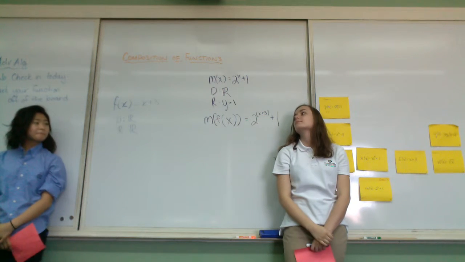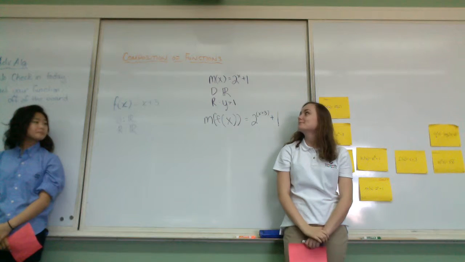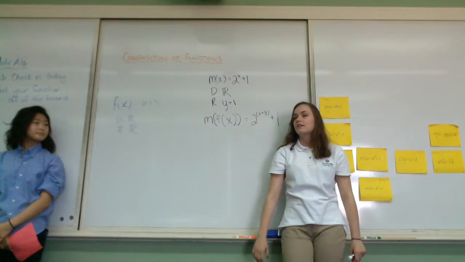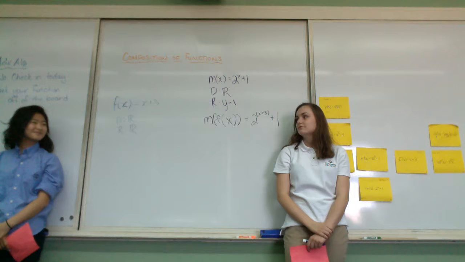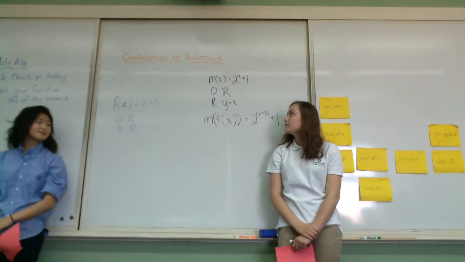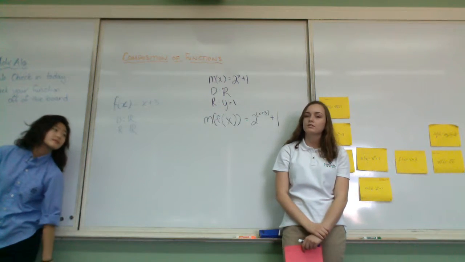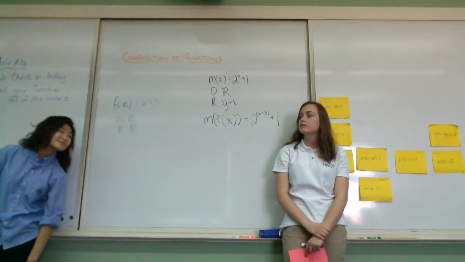Well, take a look at what they had. What was the range of Rebecca? Of the f of x? All real numbers. What was the domain of Taylor? All real numbers. Is that going to work? Yes. Yeah, so we're good.